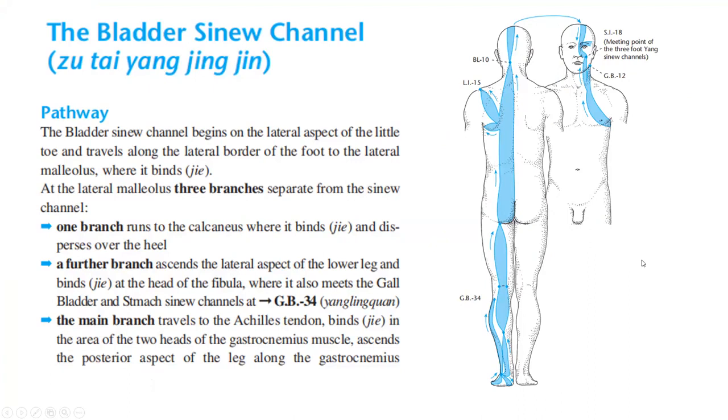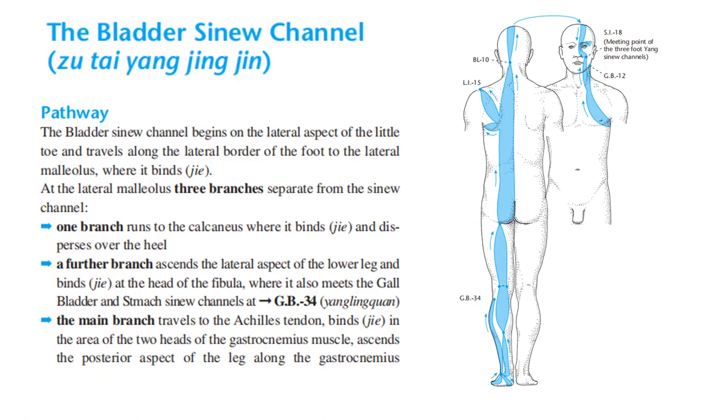One branch runs to the calcaneus, where it binds and disperses over the heel. A further branch ascends the lateral aspect of the lower leg and binds at the head of the fibula, where it also meets the gallbladder and stomach sinew channel at GB 34.